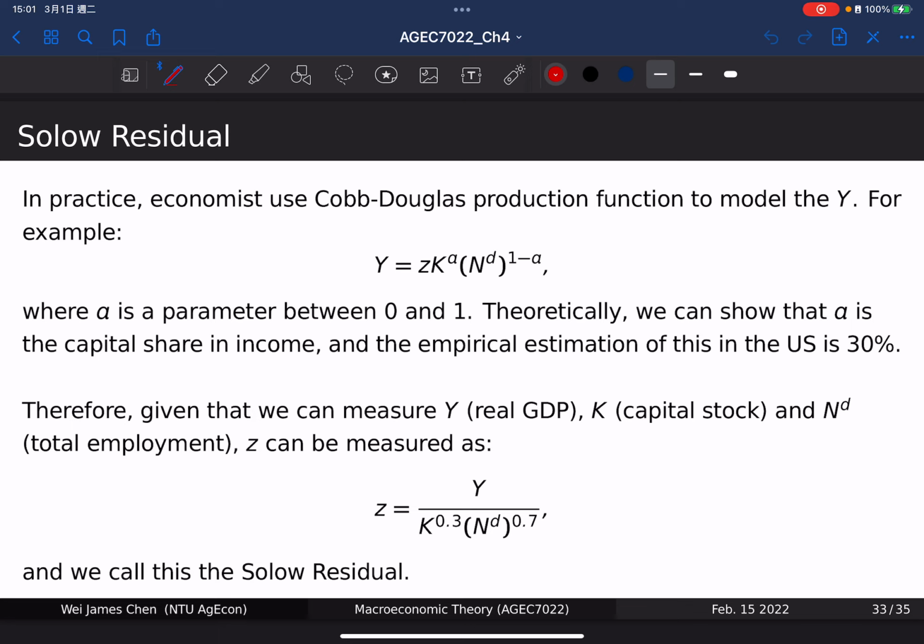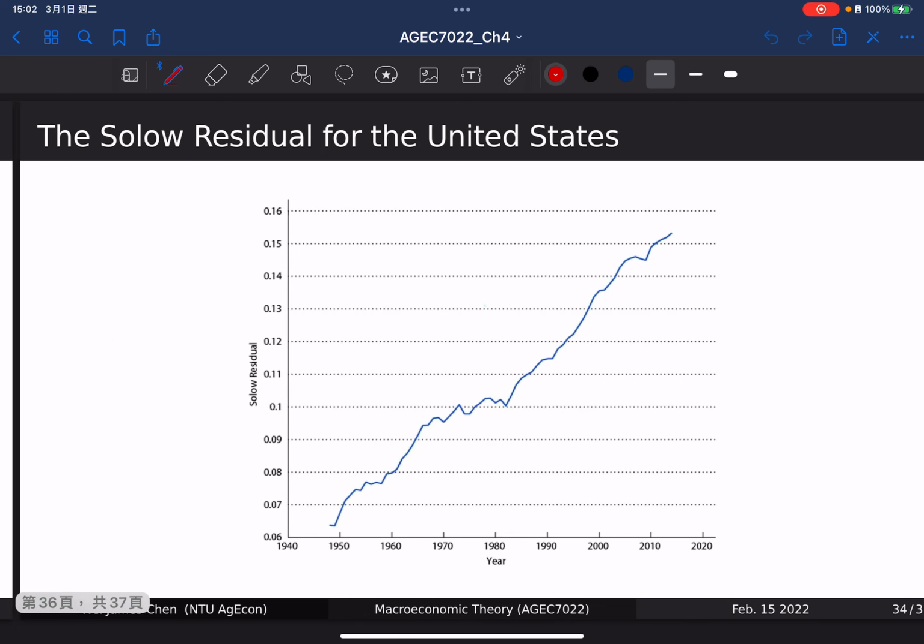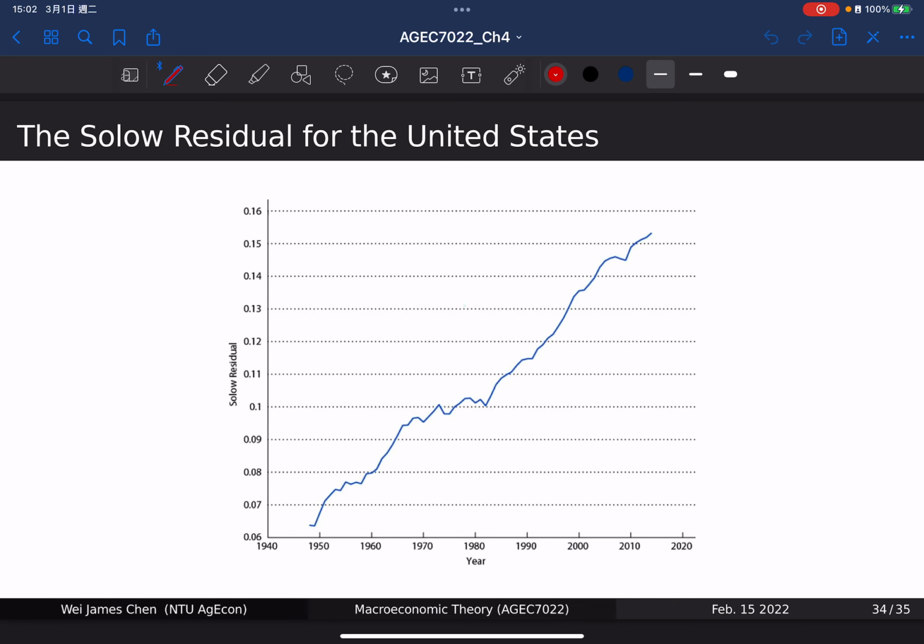Residual means something left out, right? Because this is an equation, we have all these other variables, and this is what is left out. So this is what is called the residual. Solow is the guy who defined this, who invented this. And why is this useful? This is the Solow residual from 1950 to 2010. You can see that the Solow residual generally goes up in a very straight line.